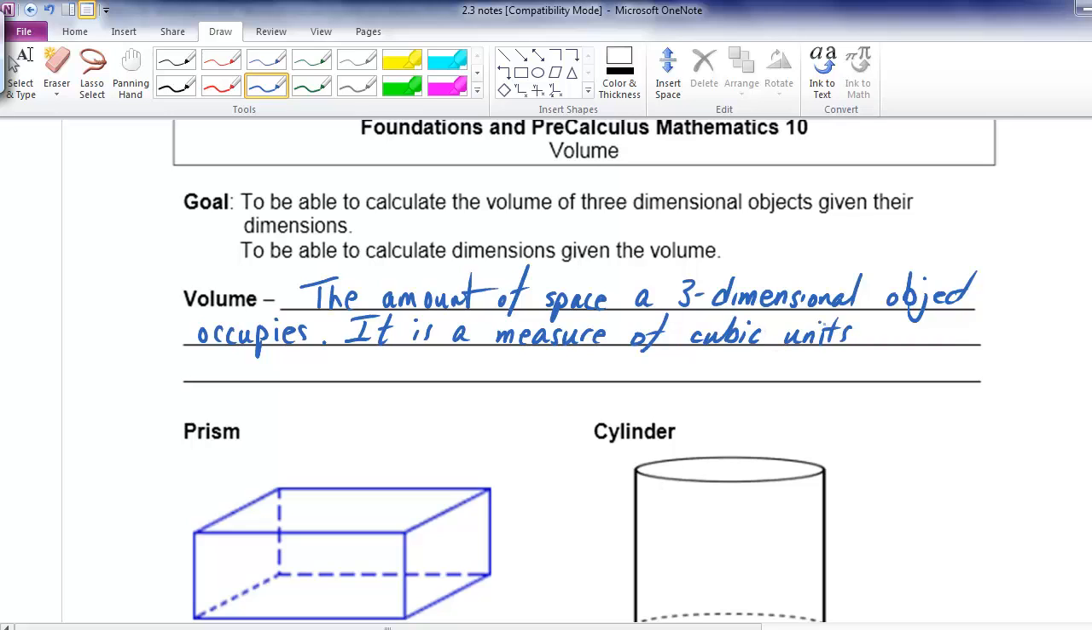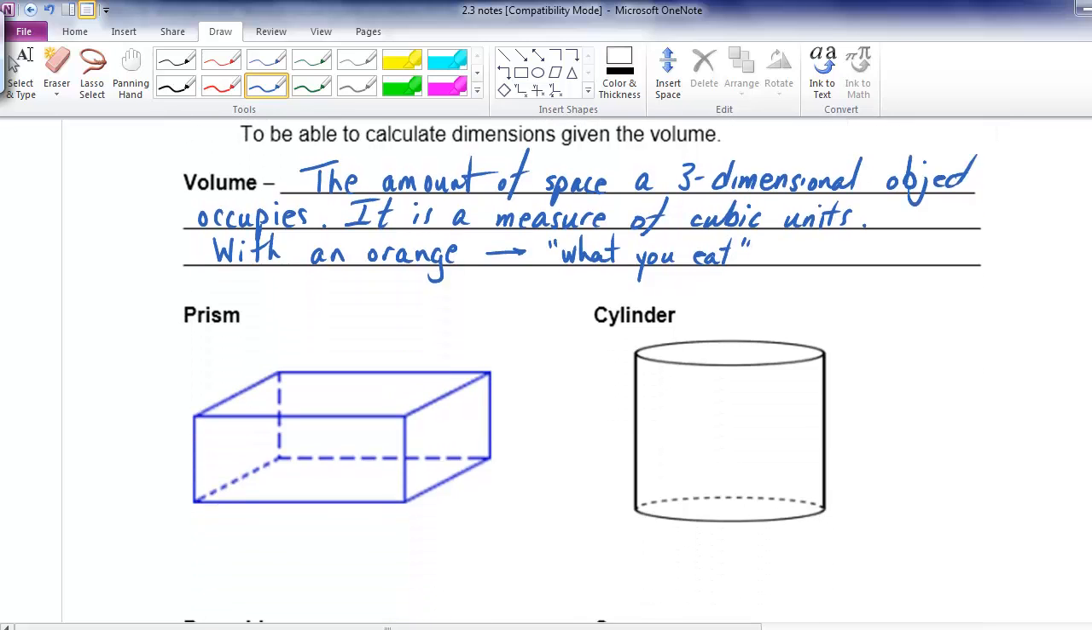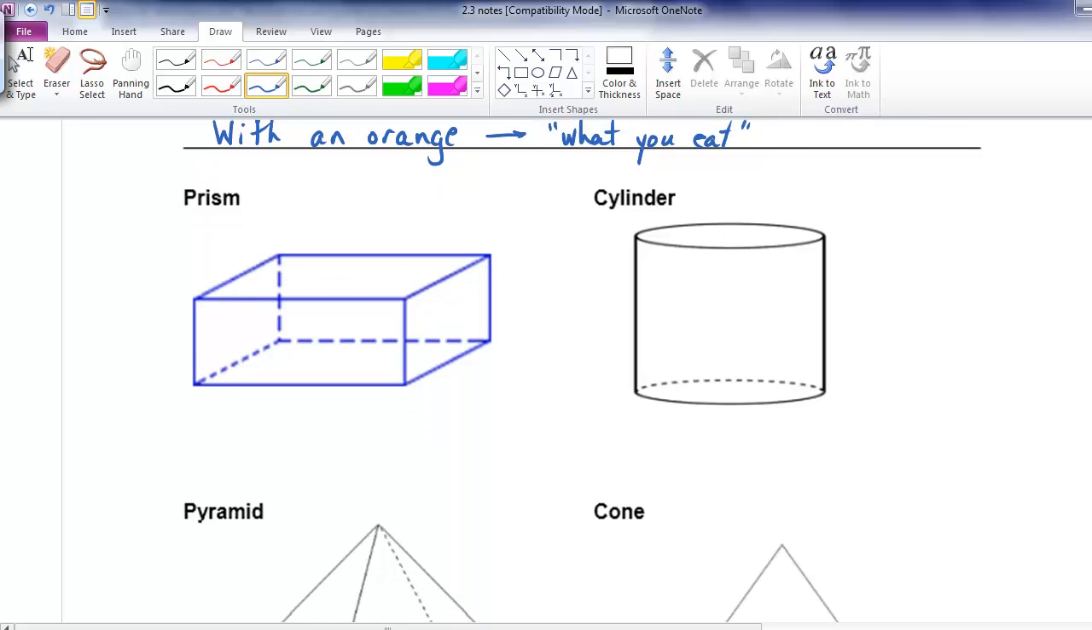And just as we thought of surface area in a particular way, a nice way to think about volume with respect to an orange: remember, surface area of an orange is the peel. Well, the volume of an orange is the stuff you actually eat. So again, if you can visualize something, formulas and everything else become a lot simpler. Okay, let's look at prism.